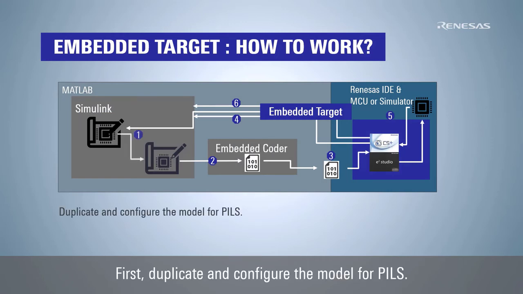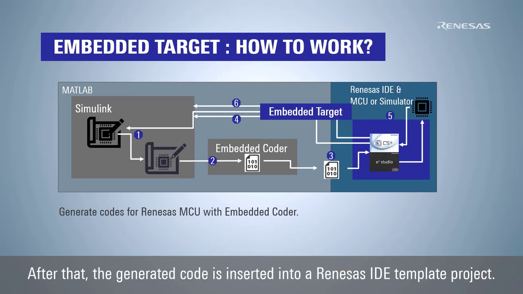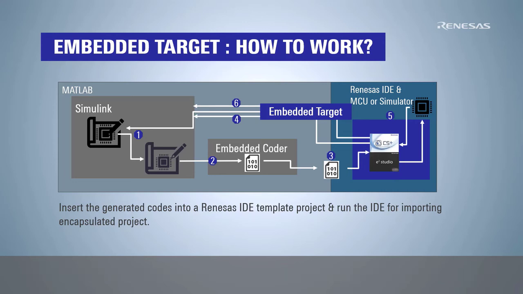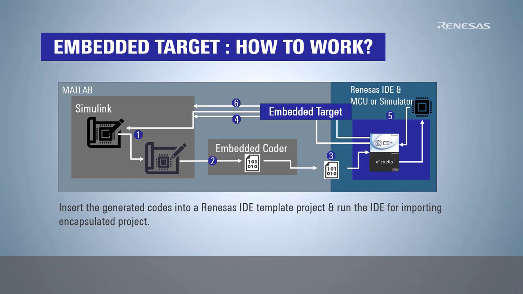First, duplicate and configure the model for PILS. Then, code for the Renesas MCU is generated by calling the Embedded Coder. After that, the generated code is inserted into a Renesas IDE template project. During this operation, generated code from the Embedded Coder can be built and executed immediately.